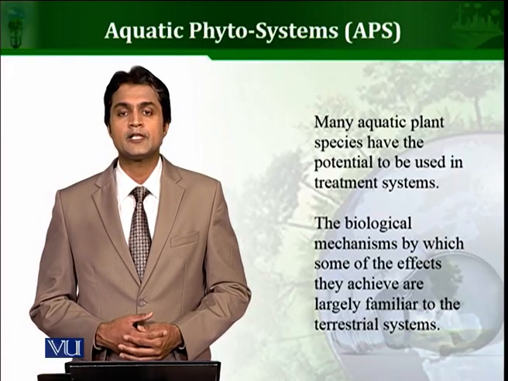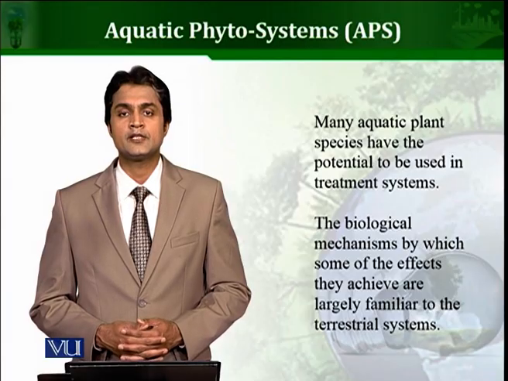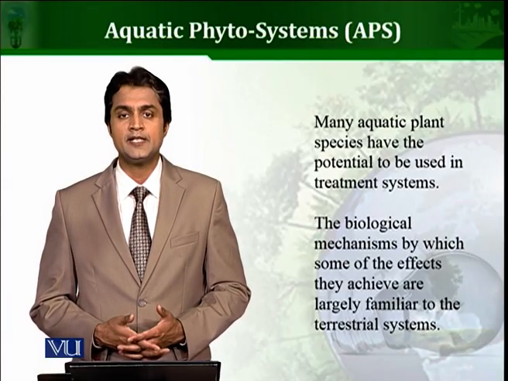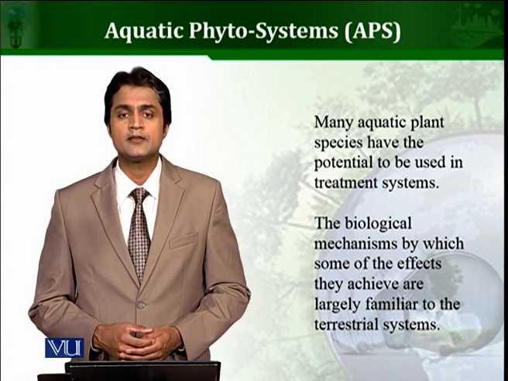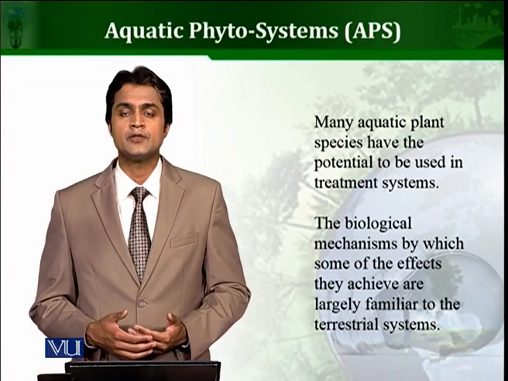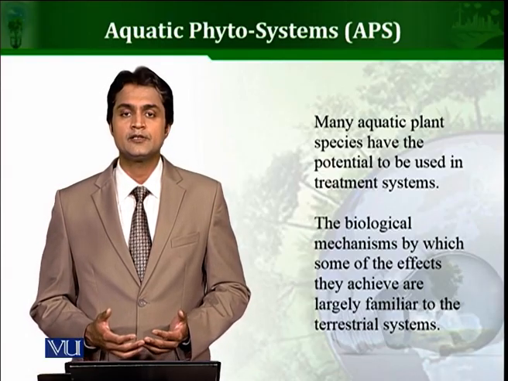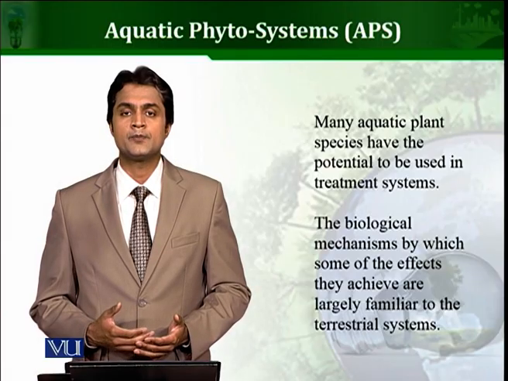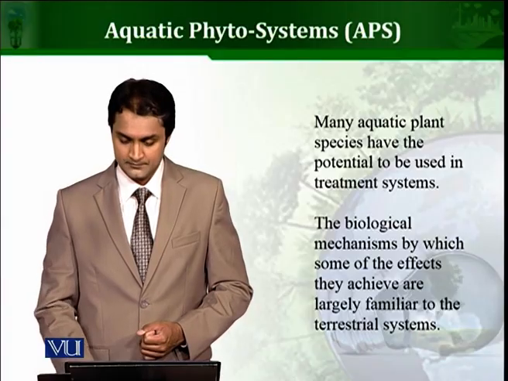So there are so many different aquatic plants which can be used for this purpose. Depends on the type of contaminant and type of the site, we can pick and choose the plants accordingly. And the biological mechanisms that operate during this process of phytoremediation by using aquatic plants, those are almost similar to the processes that are operated by the plants that are grown on land.